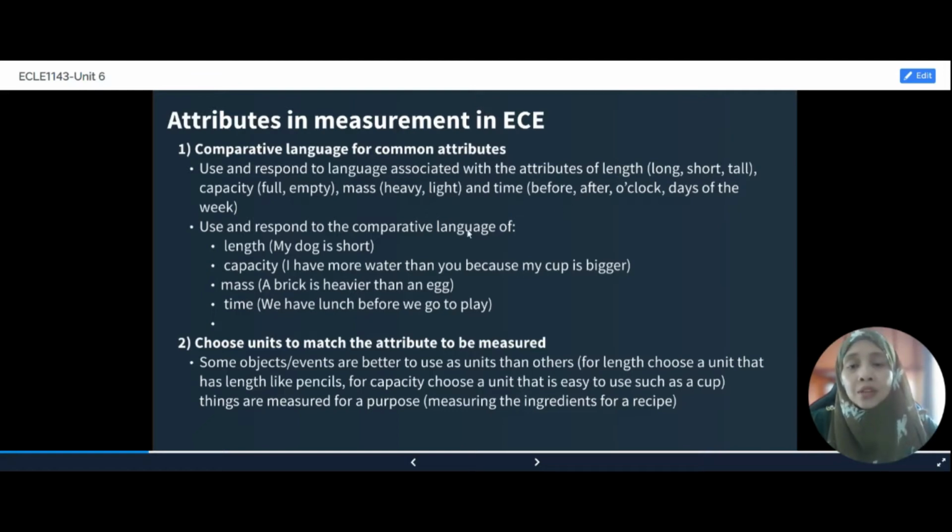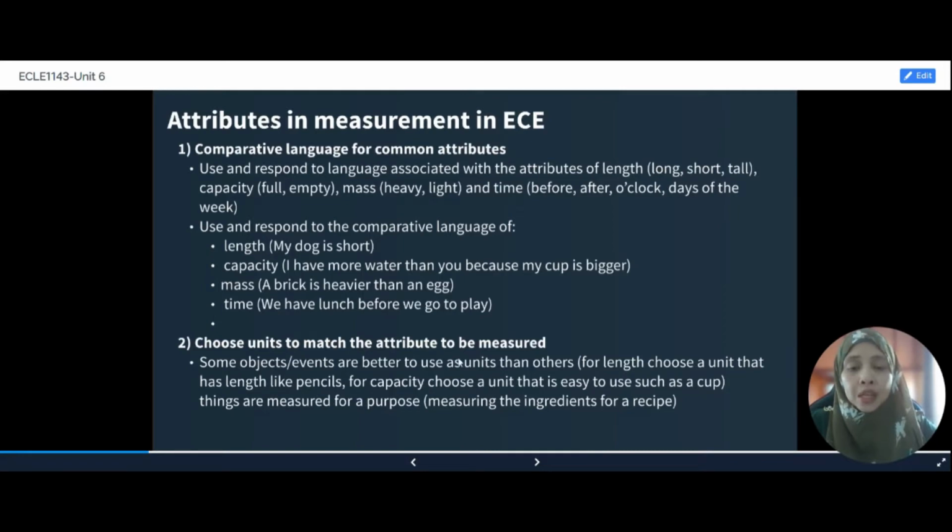Okay, use and respond to the comparative language. For example, tadi, my dog is short. I have more water than you because my cup is bigger. A brick is heavier than an egg. We have lunch before we go to play. Ya, jadi dia menggunakan bahasa perbandingan untuk nak compare sama ada benda tu sama ataupun berbeza.